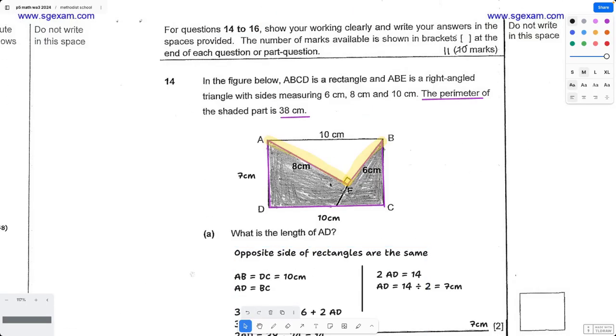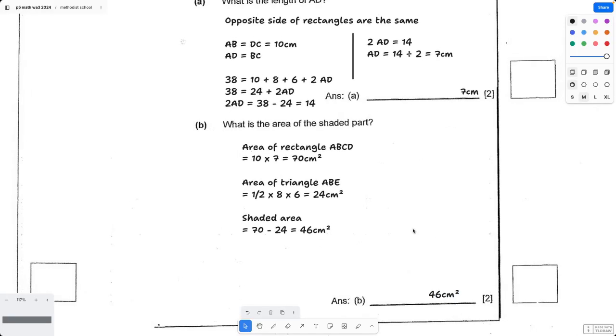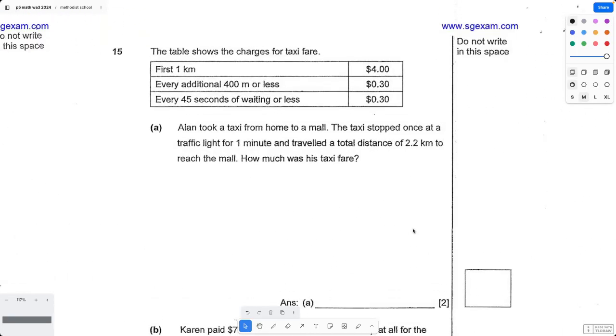So now to get the shaded area, we just minus. So shaded area is equal to 70 minus 24, which in this case is 46 centimeter square. Okay, there you go. So the answer is 46 centimeter square. All right, let's go to question 15.